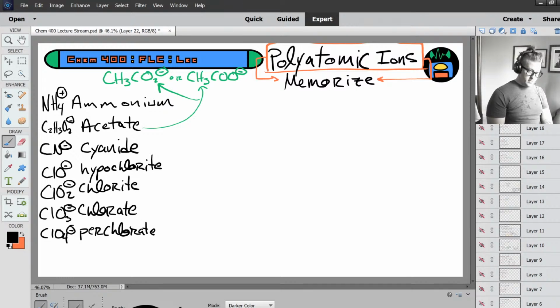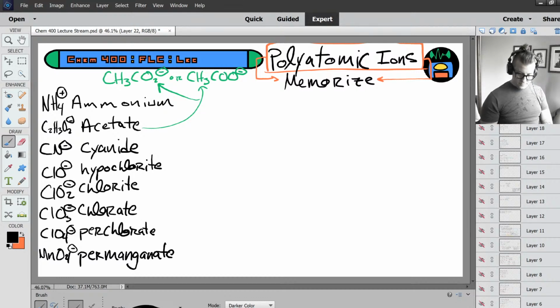We have MnO4 with a charge of negative 1. This is permanganate. Or actually, let's do this in. I can draw a better line. Okay. I'm like, this is not a good time for OCD to go out of control. Let's see, that's permanganate. We have hydroxide.